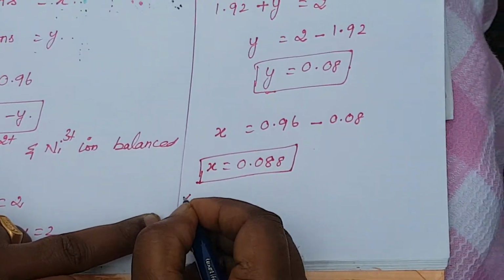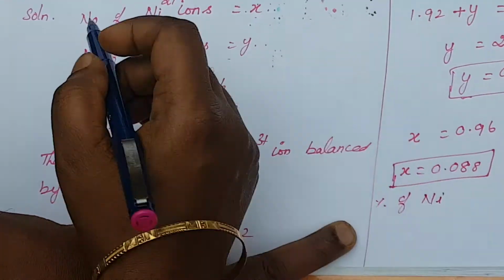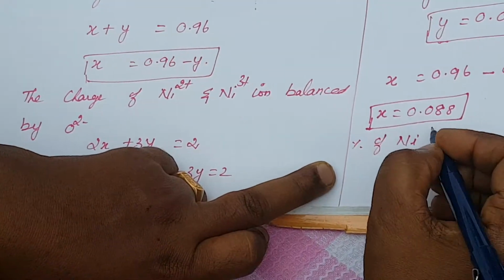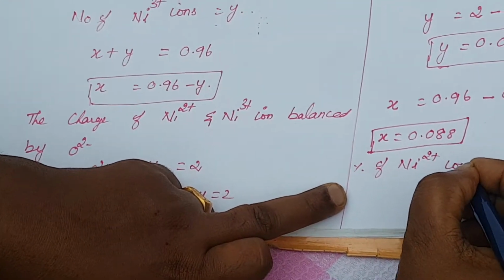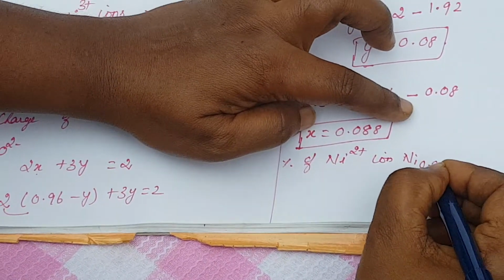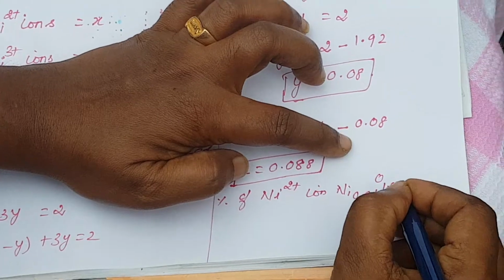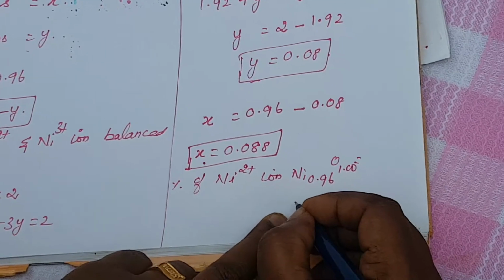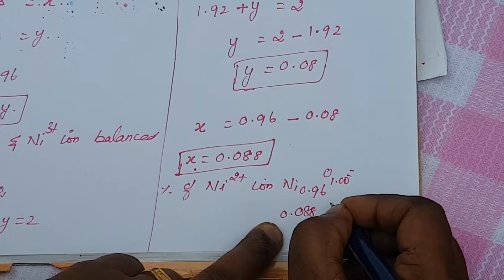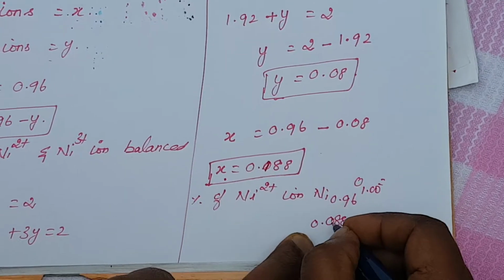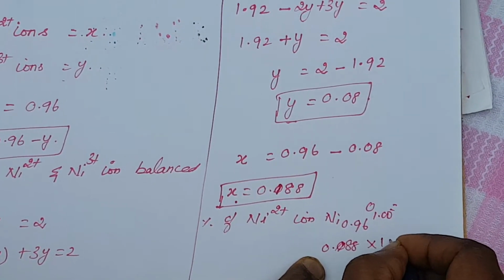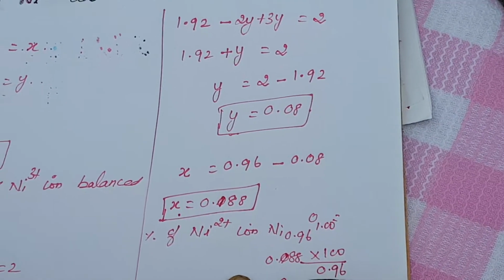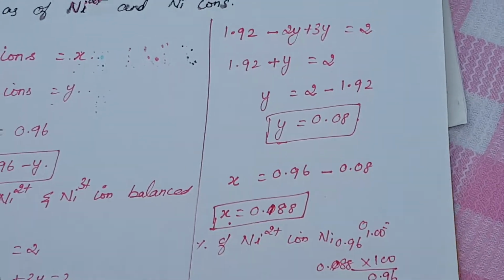Next we are going to see the percentage of Ni 2+ ion. The question is asking what fraction of nickel exists as Ni 2+ ion and Ni 3+ ion. The total nickel is 0.96, oxygen 1.00. So x is the Ni 2+ ion, 0.88. So 0.88 multiplied by 100 divided by 0.96 equals 91.67 percent. So this is the Ni 2+ ion.